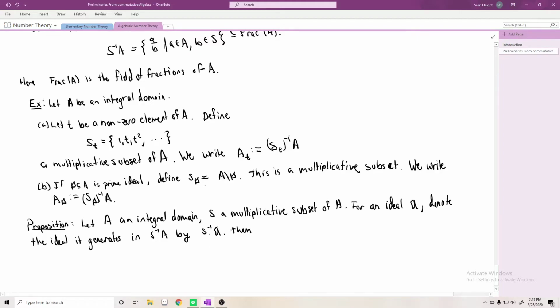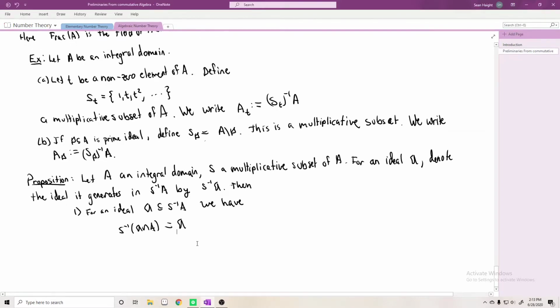This proposition is going to tell us what S inverse A looks like. Then for an ideal 𝔄 subset of S inverse A, we have 𝔄 equals S inverse (𝔄 intersect A). Essentially what this says is if I have an ideal in the localization, I can realize that as the localization of an ideal in A.